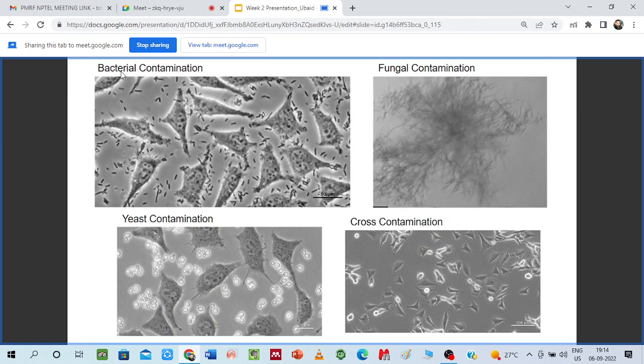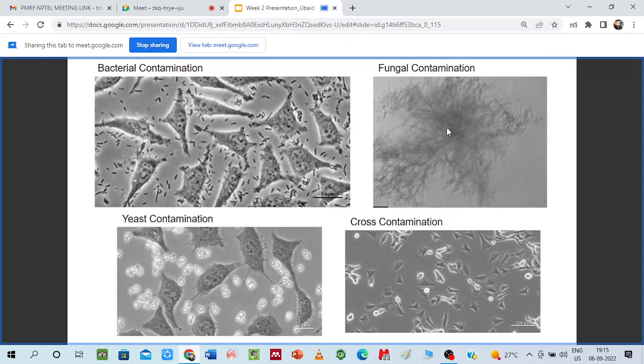The first picture shows the bacterial contamination. You can see these are the mammalian cells, and these particle-type cylindrical entities are the bacteria. When you see them in the bright field microscope, you can see them easily at 10x or 20x. You can also see them moving around in the cell culture media. In that case, you have to discard your cells because it is very difficult to remove or kill these bacteria.